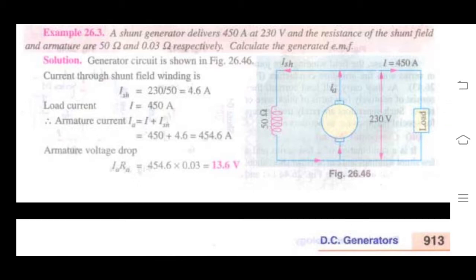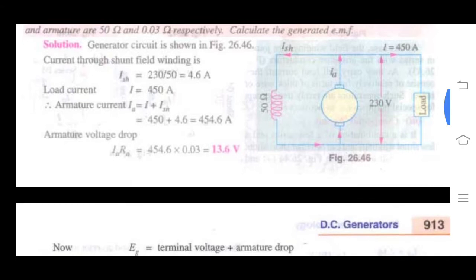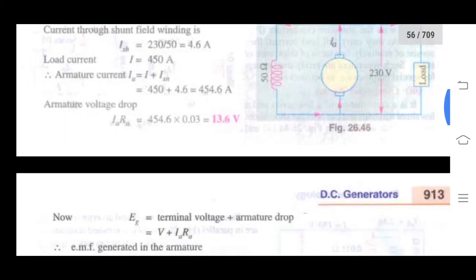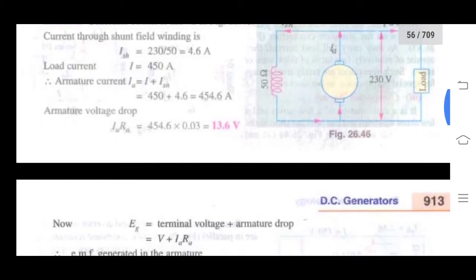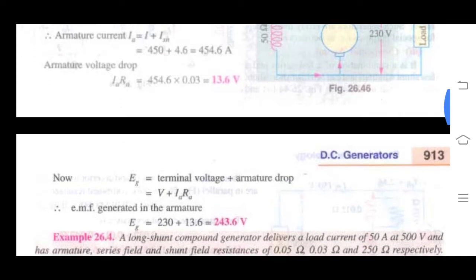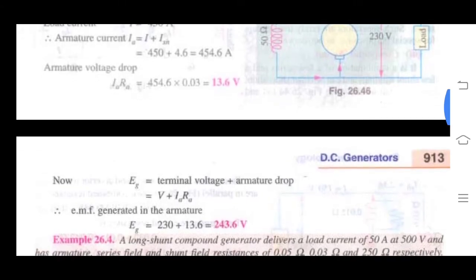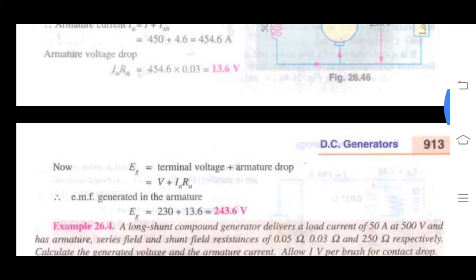Here V is 230 and RSH is 50. 230 by 50 is equal to 4.6 amps. Load current I equal to 450 amps. Armature current IA equal to I plus ISH, 450 plus 4.6 equal to 454.6 amps.